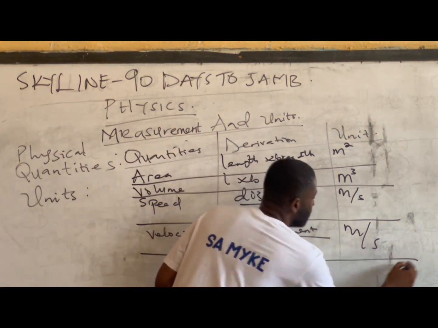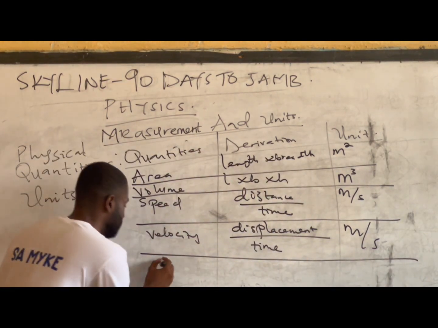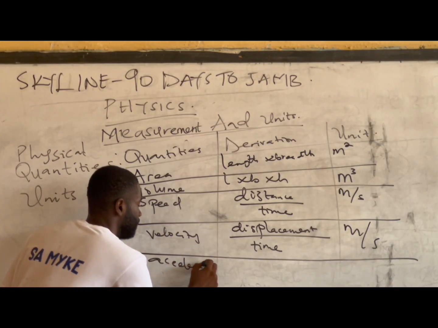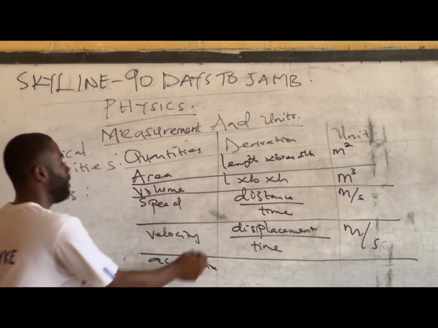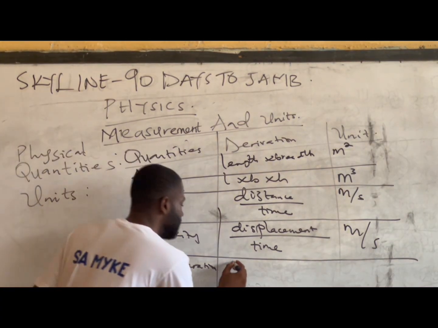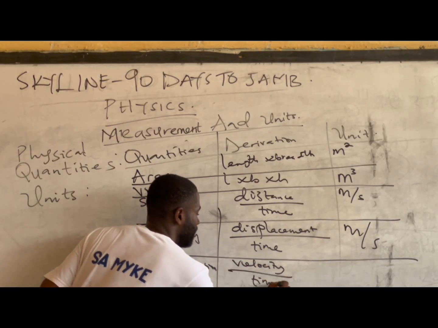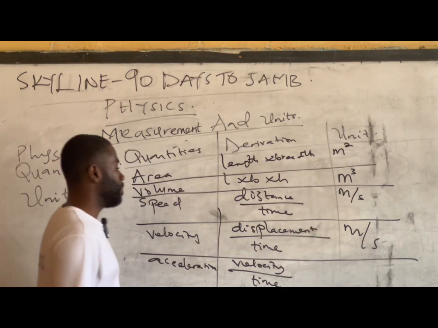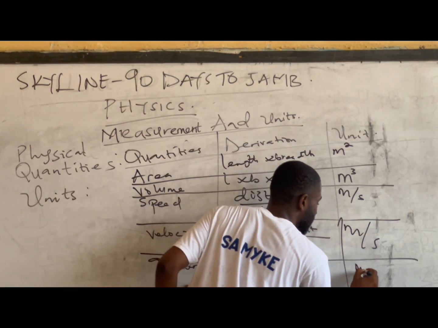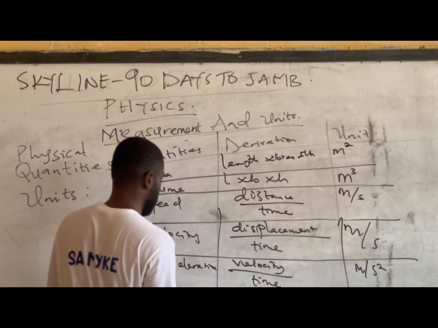Another example is acceleration. So the acceleration of a body is the velocity over the time taken. So the unit is meter per second squared.